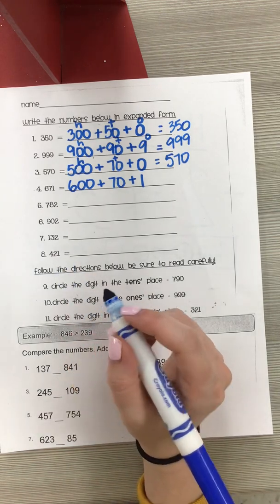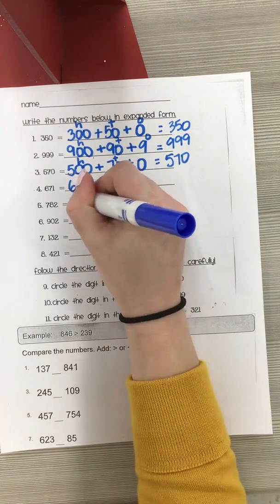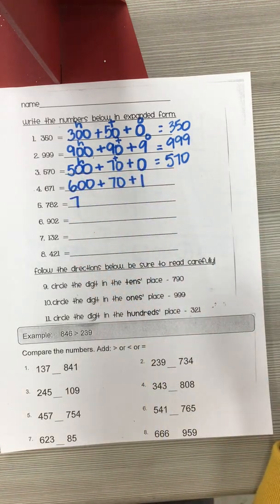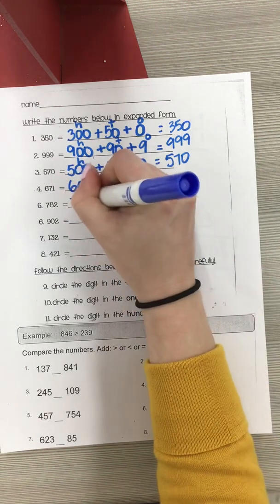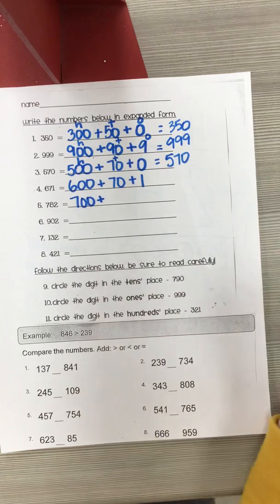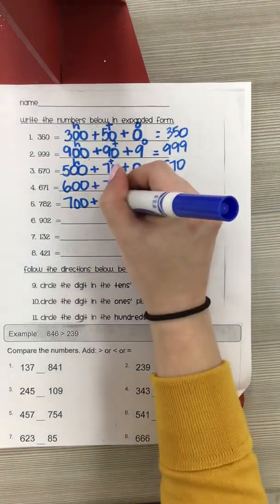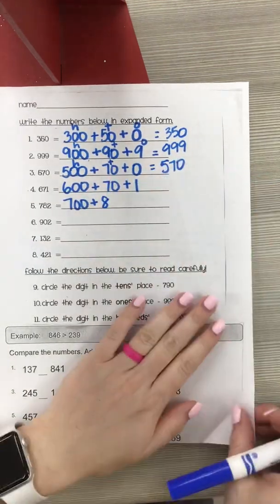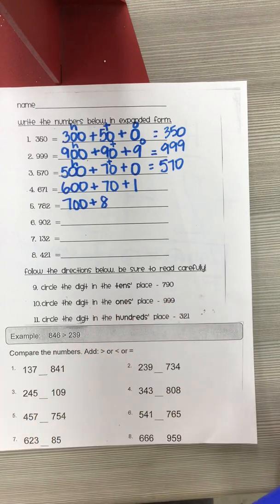782. How many hundreds, everybody? 7. Do I just put a 7 and a plus sign? No. Because I wouldn't know what place value that is, right? So I need my zeros. 700. How many tens? 80. Can I just put an 8? No. Why? Because you won't know what place value it is. I would think that's the ones, wouldn't I?